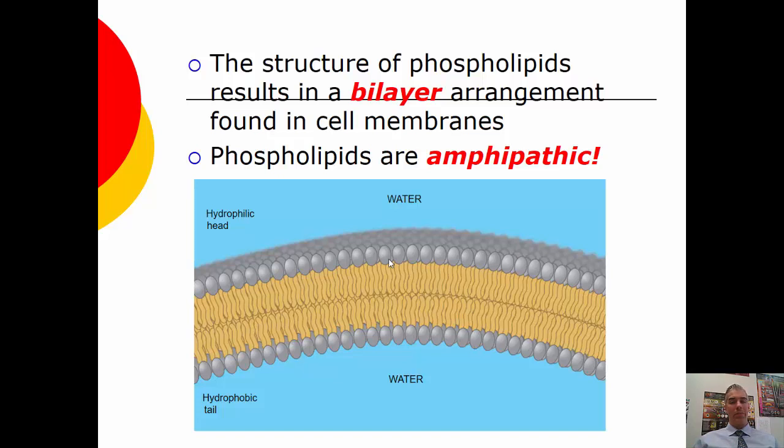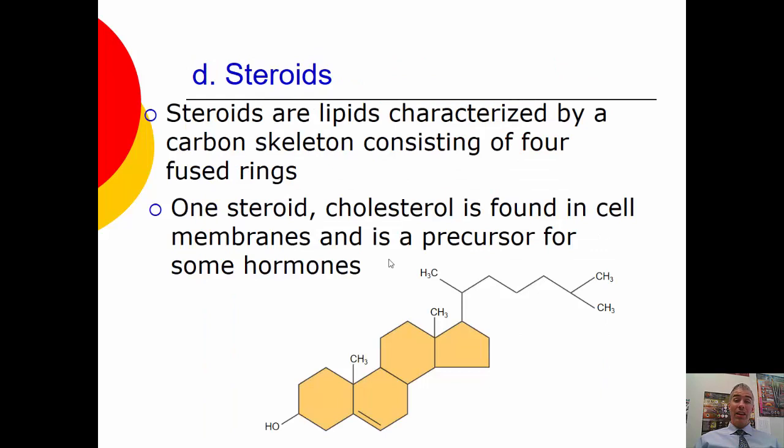Another word for being both hydrophobic and hydrophilic, or having polar parts and nonpolar parts to a molecule, is called being amphipathic. You kind of want to remember that word. It's a really good word to kind of throw out there on the AP Bio exam if you're ever talking about a cell membrane or phospholipids specifically.